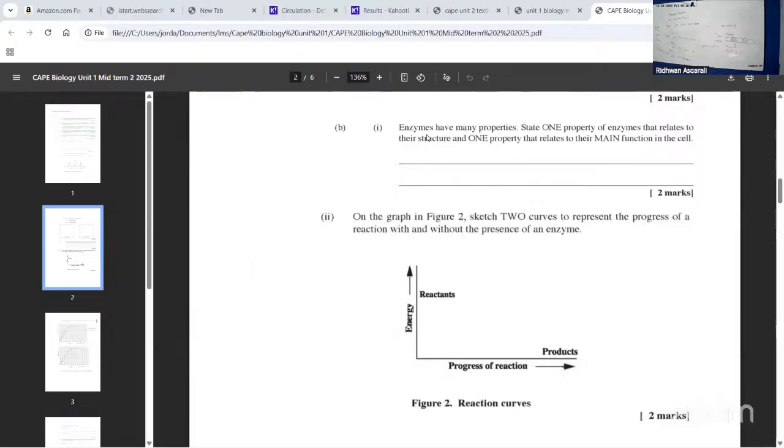Okay, and another one, sorry. This one now, they want to sketch two curves, one with an enzyme and one without an enzyme. So the one in red and the one in blue. Is the one in red with an enzyme or without? Right, so the one in red is without enzyme, the one in blue is with enzyme.